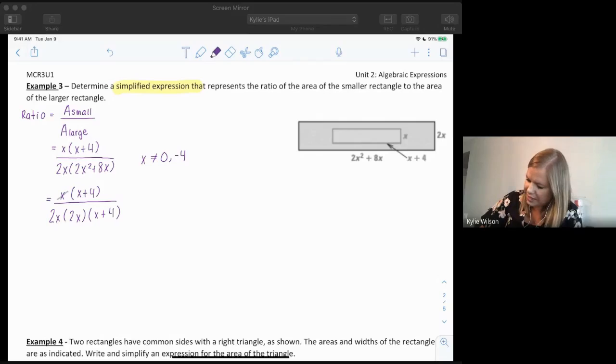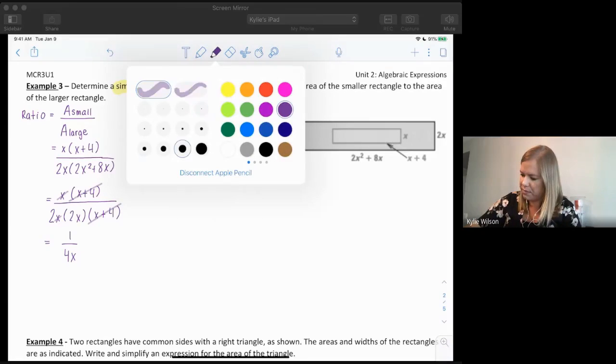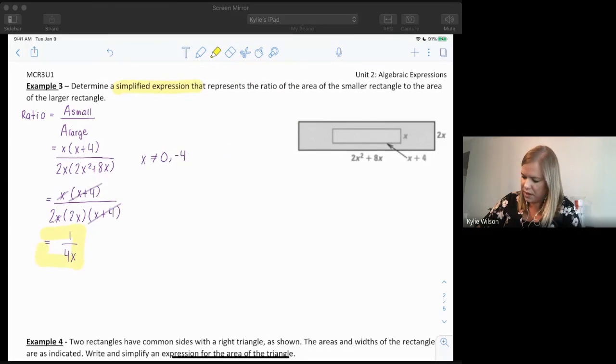We have an x here and an x here, so we can get rid of those. We have an x plus 4 and an x plus 4, so we can get rid of those. And what we're left with is 1 over 4x. So that is our final ratio, with our restrictions of x cannot be 0 or -4.